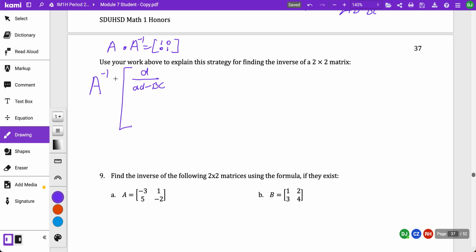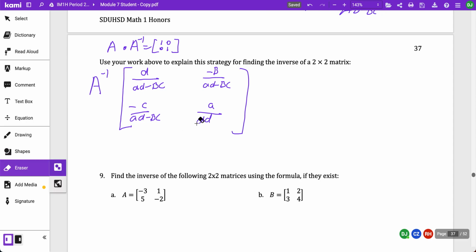Second thing, first row, second column, we derived that, this was our M2, was equal to negative B all over, once again, AD minus BC. So that's the first row, second column. Second row, first column was equal to negative C all over AD minus BC. And last, A all over AD, that looks like two D's in a row, let me fix that.